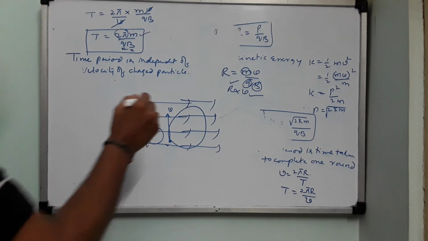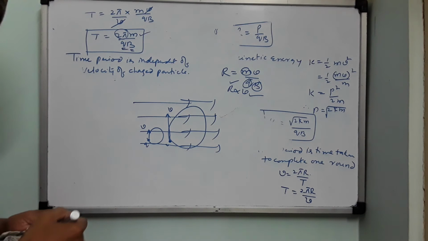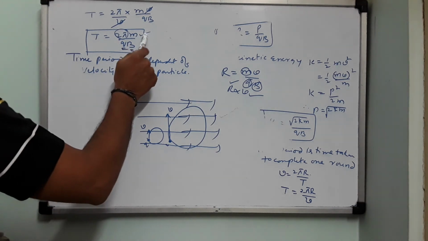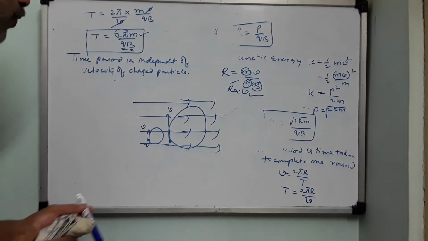So therefore, we conclude that the time period of a charged particle is independent of its velocity in the magnetic field. What other things matter? Its mass will matter. Okay, the magnitude of the charge will matter. Fine.